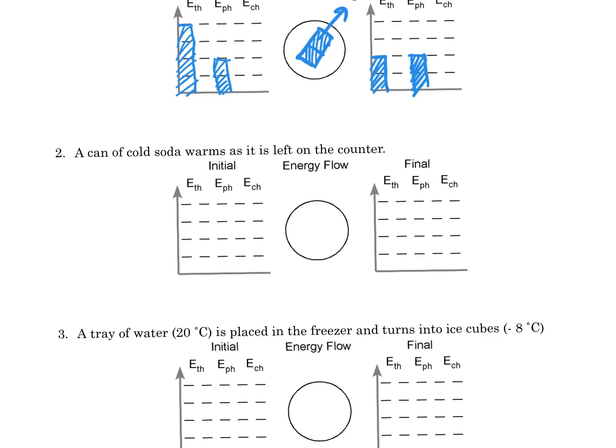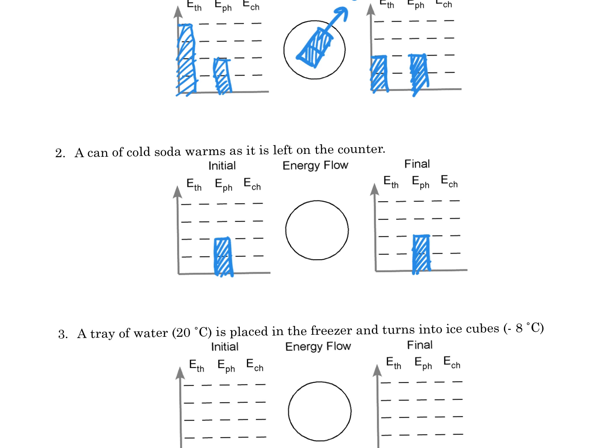In number 2, we've got a can of cold soda. All right, so it's liquid soda. So why don't we just start with the phase energy? That's 2 bars for liquid. It stays liquid in the end, so I'm just going to put 2 bars. The phase has not changed, so the phase stays the same. We start with 2 bars of energy. We end with 2 bars of energy.